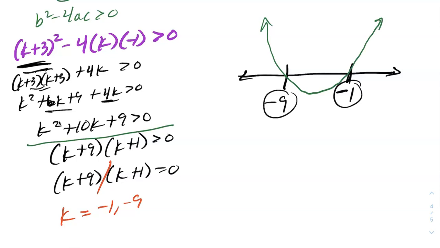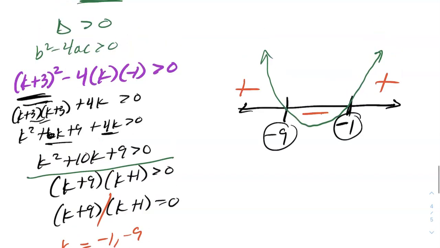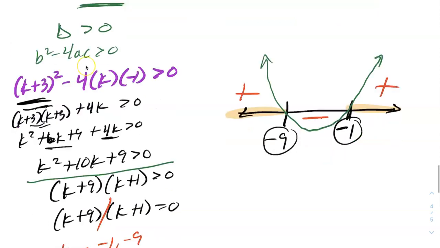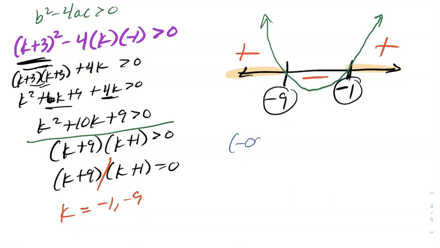Which means we have plus, minus, plus. What are we looking for? We're looking for positive again. So we want this side and this side. And there's no equal sign, so all parentheses. So we want negative infinity to negative 9, union negative 1 to infinity.